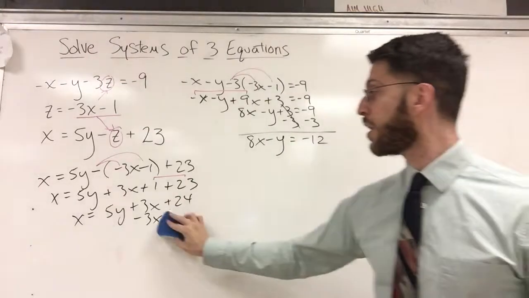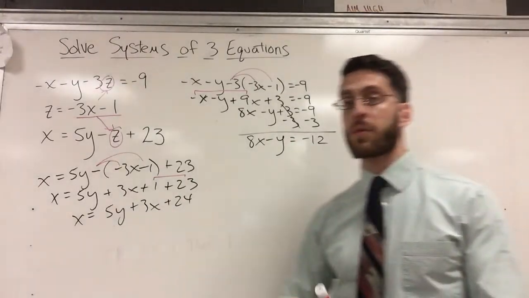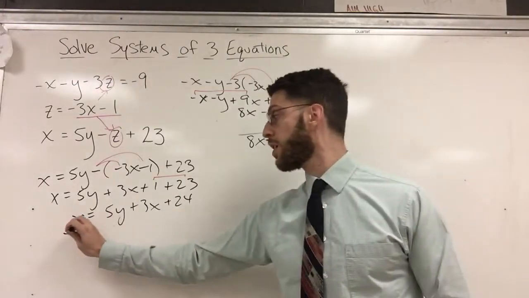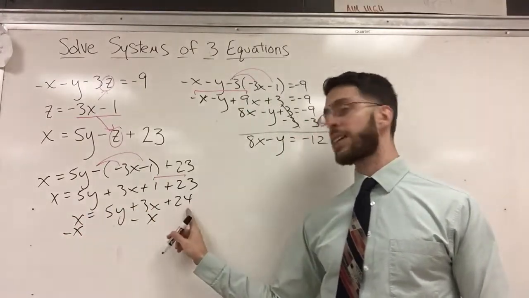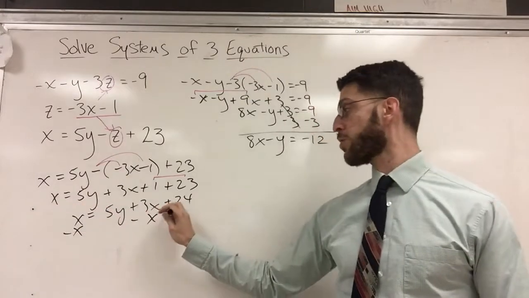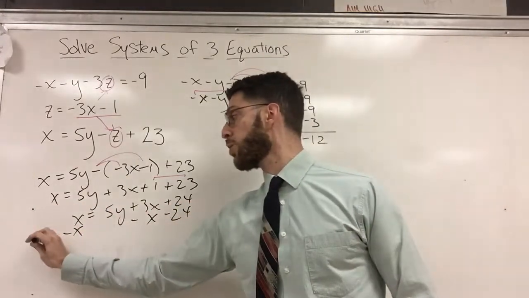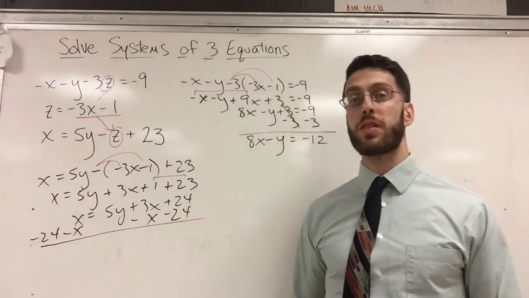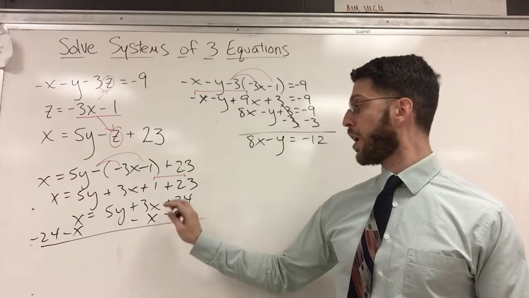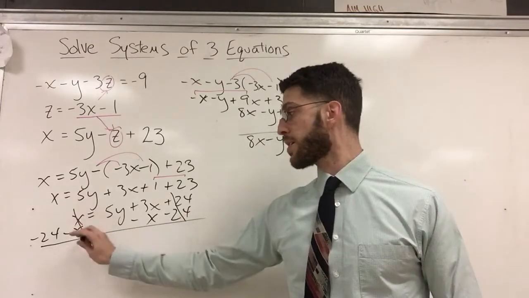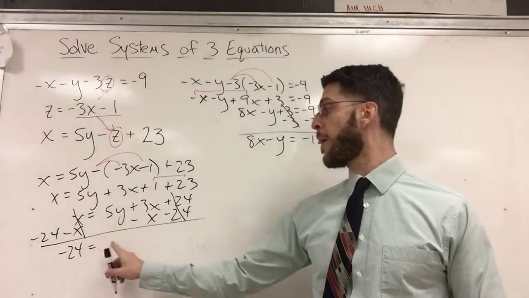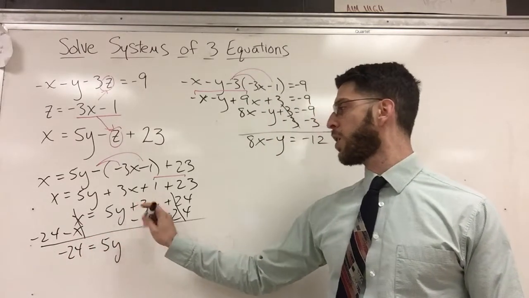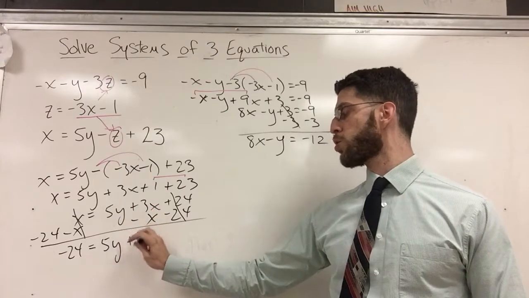So actually, I'm going to stop myself, and I'm going to bring the x, I'm going to subtract x, bring it to this side, and I'm going to get that 24 over there. So I'll subtract 24. Subtract 24. So what happens is, this is gone, this is gone. So negative 24 is now on this side all alone, and then I got 5y, 3x minus x plus 2x.